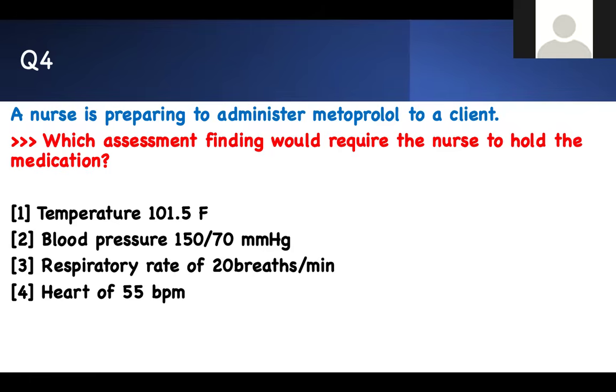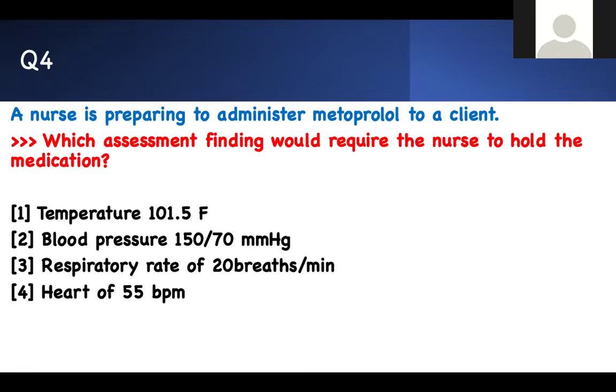A nurse is preparing to administer Metoprolol to a client. Which assessment finding will require the nurse to hold the medication? This is another medication we've seen. The last name olol is a beta blocker. Their purpose is to slow down your heart. They decrease oxygen demand of the heart and they help you slow down. Therefore, when you're using it to answer the question, it's the main thing. Beta blockers, they slow you down.